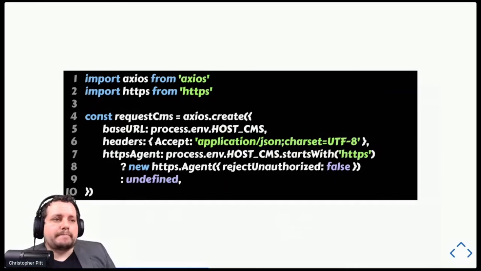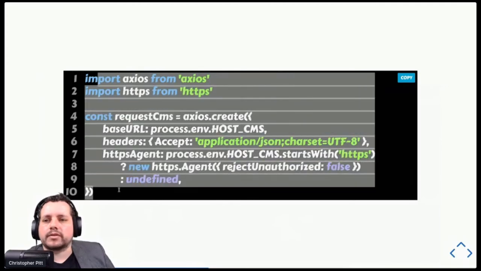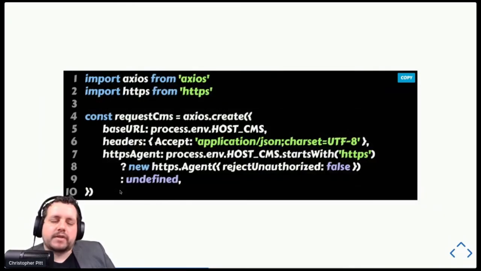So if we're developing locally, we probably don't have SSL for that host name. But if we're developing or requesting data from a staging environment or a production environment, that will be with SSL, TLS, I should say. And in that case, we load in the HTTPS agent. Because this is a node thing, this basically means this code should only be run on the server, which is fine because we want to do SSG and server rendering.